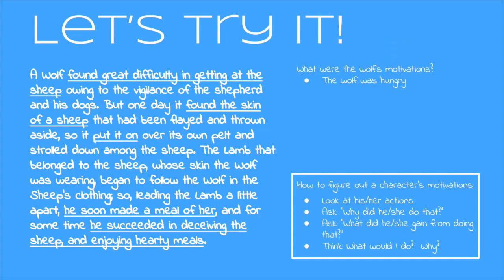But instead of just going and getting a dinner like you or I would, he had to actually be really tricky about it and try to trick the sheep in order to be able to get his own dinner. So that's another motivation. He was trying to trick the sheep so that he could eat them. So those were the wolf's two motivations. Now I want us to think about what was motivating the lamb. Let's look at the lamb's actions.